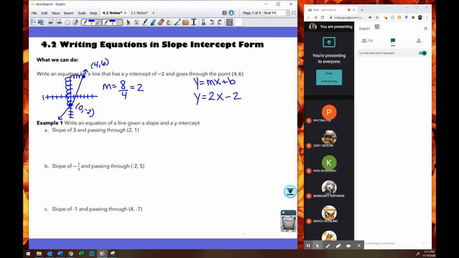So that was the main point of your notes from yesterday. You have a graph, count what the slope is, plug that in for m, figure out what your y-intercept is, add them both in. So are we good with that? That's yesterday. Yesterday was pretty easy.